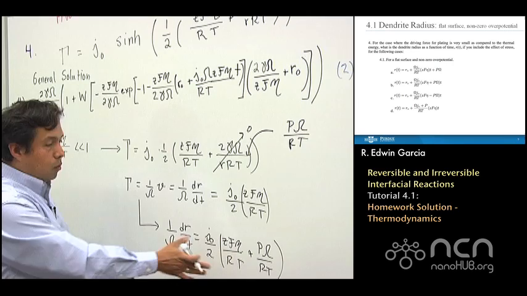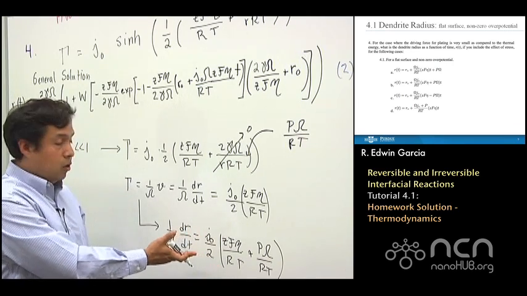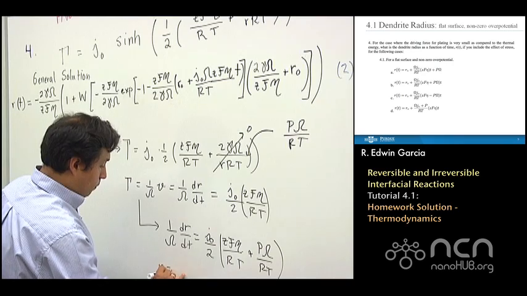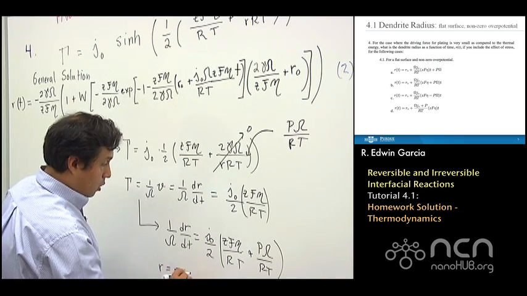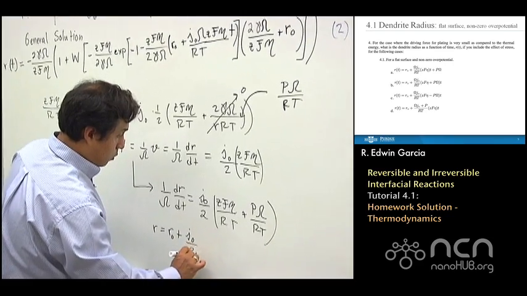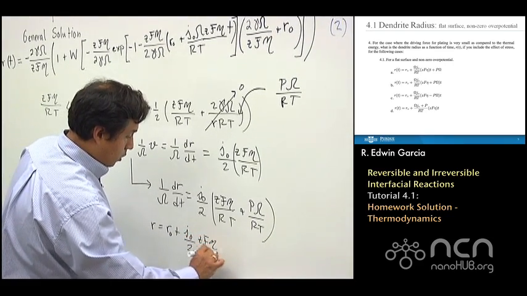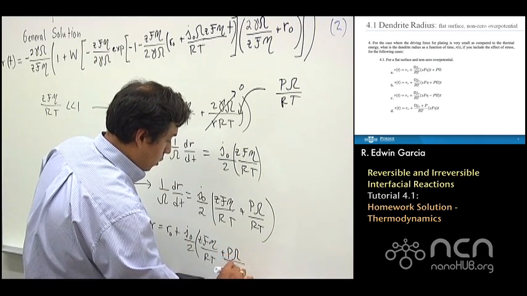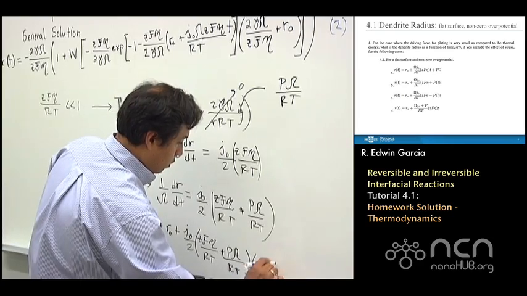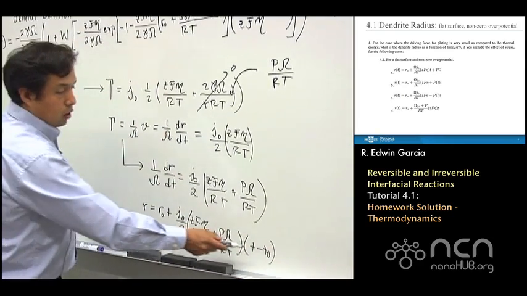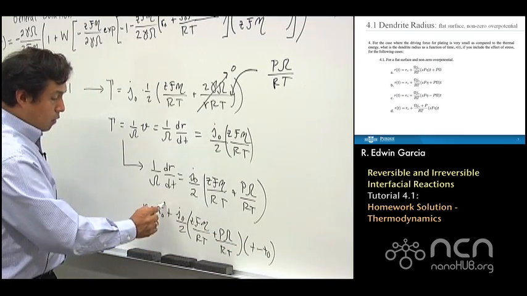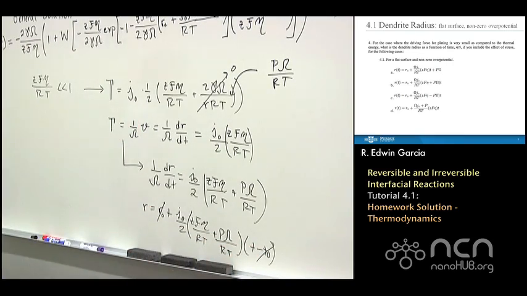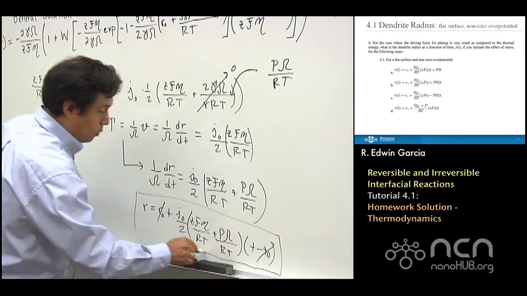Notice that on the right side there's nothing depending on R, so we can readily integrate this, and we have that R is going to be equal to R naught plus J naught over 2 ZFη over RT plus Pω over RT times t minus t naught. If we assume that at t equals t naught, R equals 0, then we can get rid of these two, and that allows us to pick answer B as the correct answer. So that's the answer of the problem.